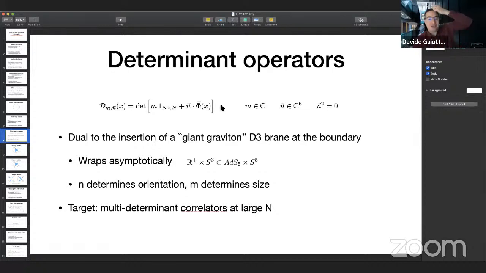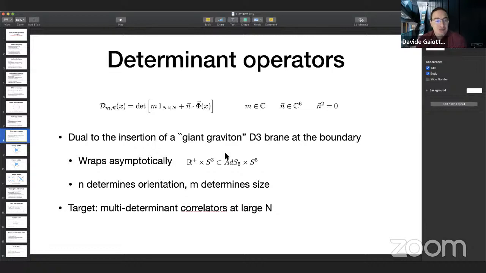And these highly BPS giant gravitons are known or conjectured to be dual to the insertion of a D3 brane of a specific shape near the boundary. This D-brane is called a giant graviton. It wraps an S3 inside S5 and looks like a line approaching the boundary in AdS5. This parameter n essentially determines the orientation. It tells you which S3 you are looking at inside S5. And this parameter m tells you the size of this S3, so that when m is equal to 0, you get a maximal S3 inside S5, and when you increase m, the sphere becomes smaller.